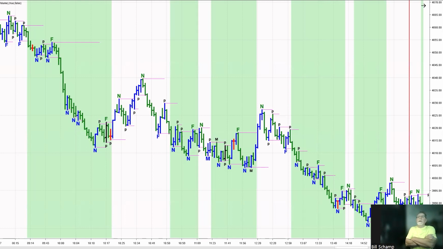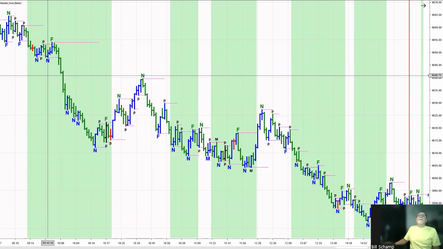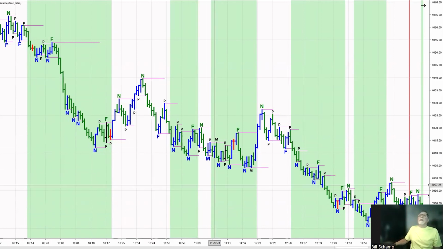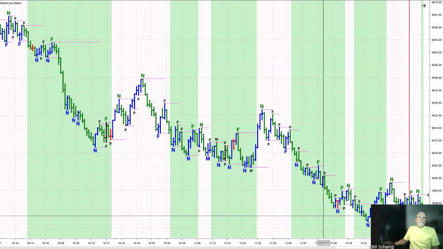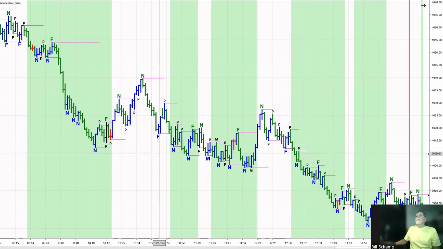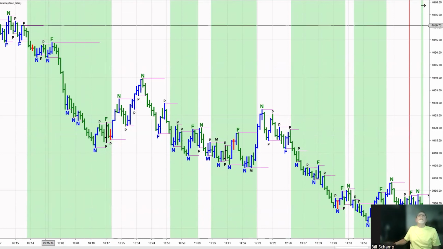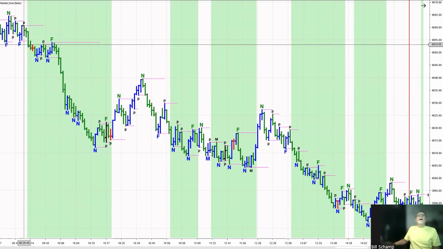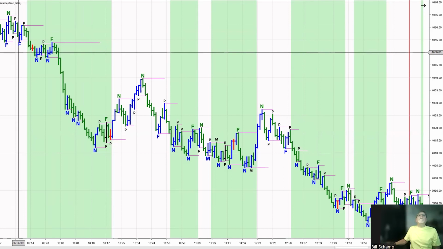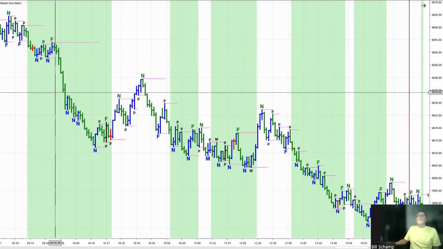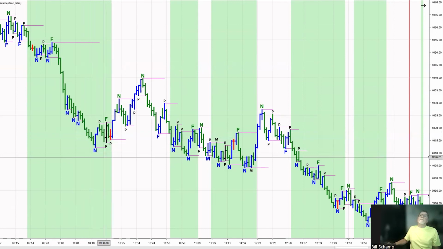Micro S&P again. Left to right, midnight to midnight. Full range. Again, constant volume bar chart. Every bar, equal amount of contracts traded. N is new high. F is failed high of resistance. F of support, failed support. New support is the ends. Price failures are the little P's.